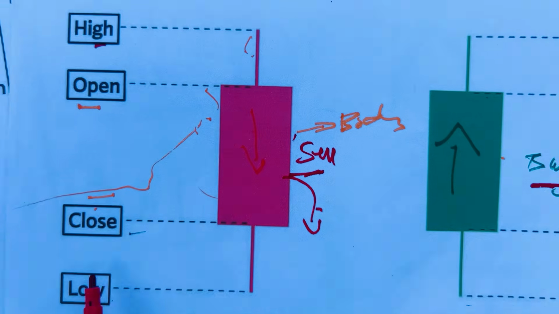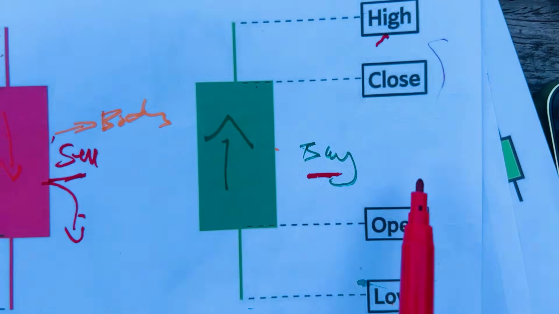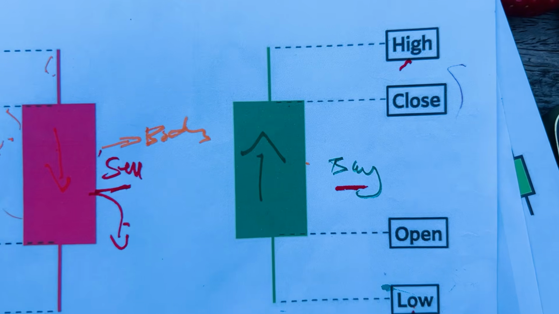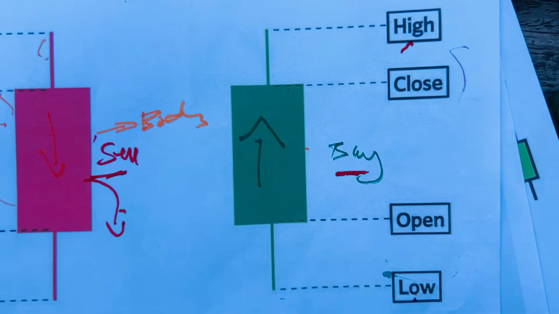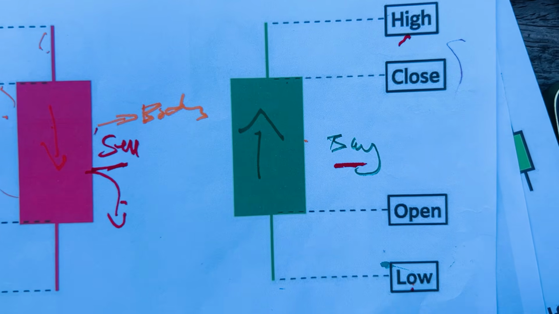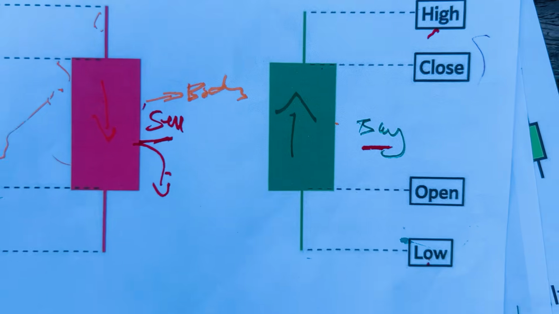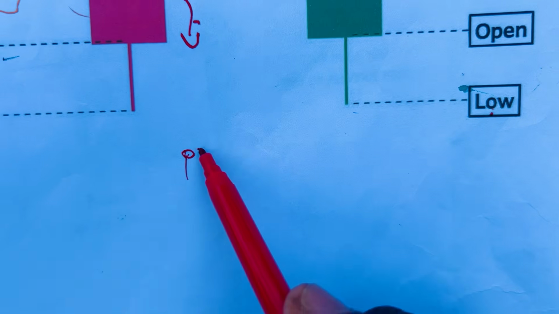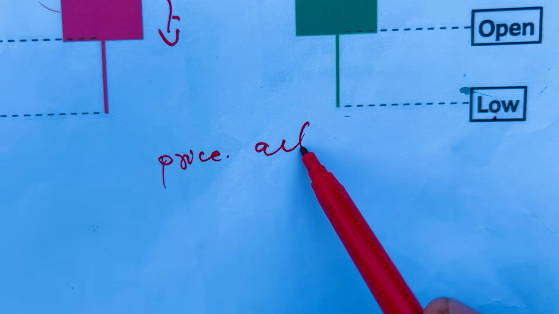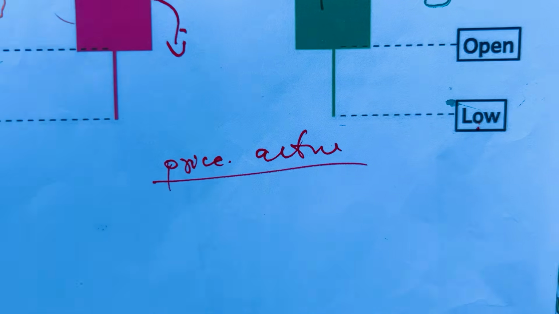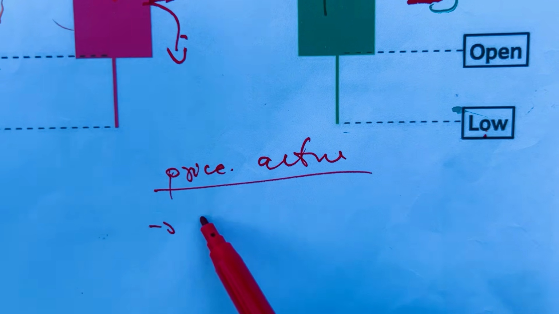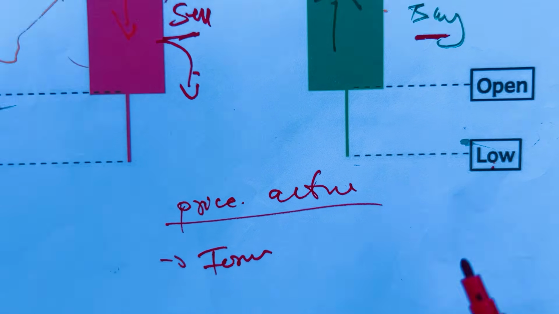The higher price and lower price confirm a structure. I will explain what a market structure is. Since we're looking at price action, we are mainly focusing on the formation of a candlestick, how a candlestick forms.